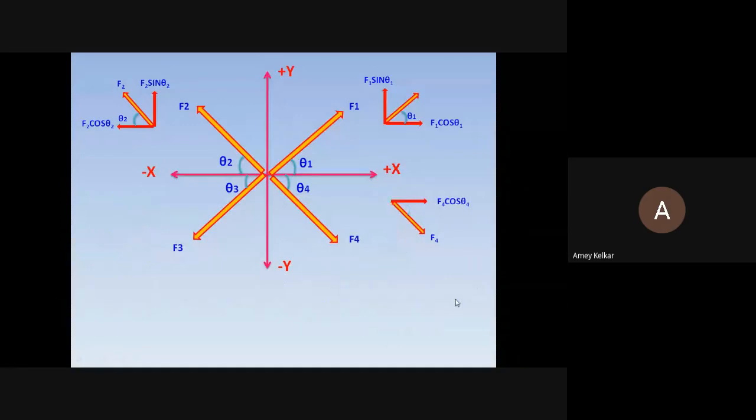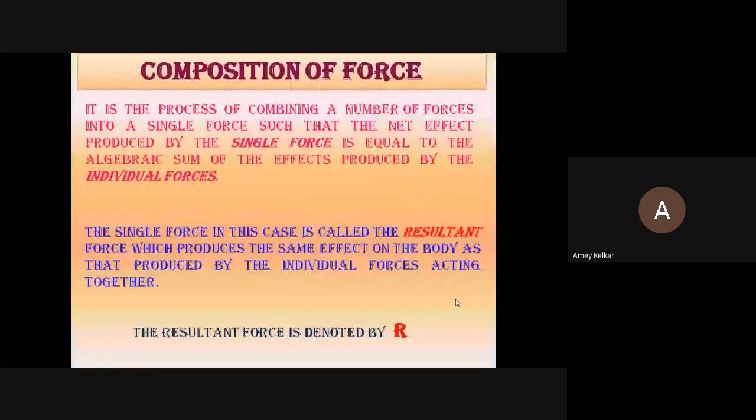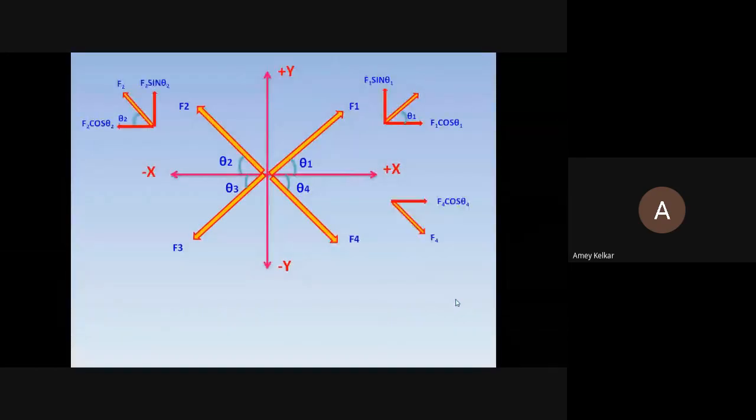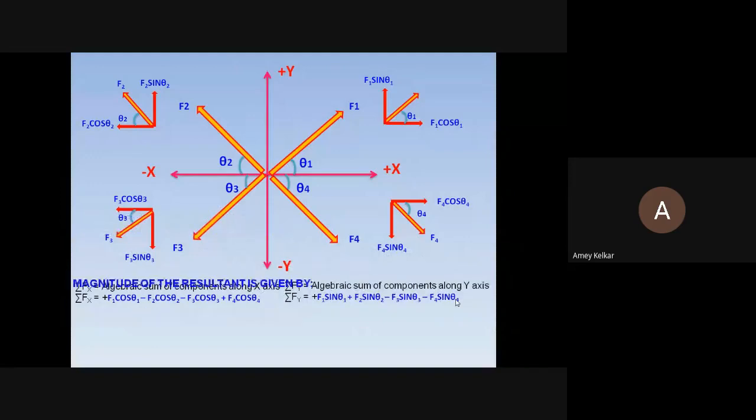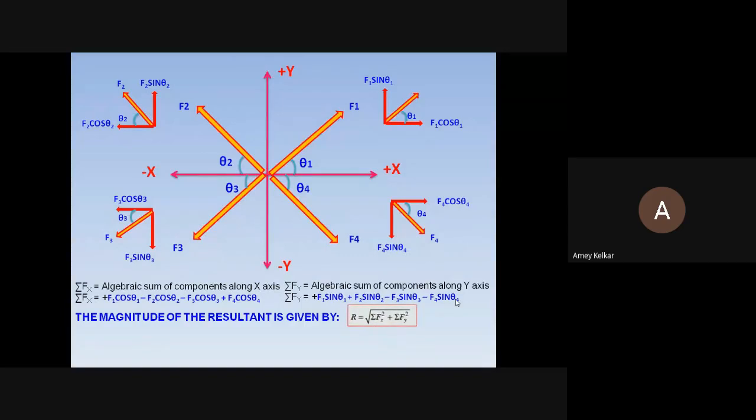So what was the definition here? If we go back here, what is the definition? It is a process of combining a number of forces into a single force. And we have now combined the forces. Firstly we split each force, then along x-axis we have done the summation, that is combined. We have y-axis, we have combined, and once we get these two, the magnitude of the resultant is given by the formula R is equal to square root of summation Fx square plus Fy square.